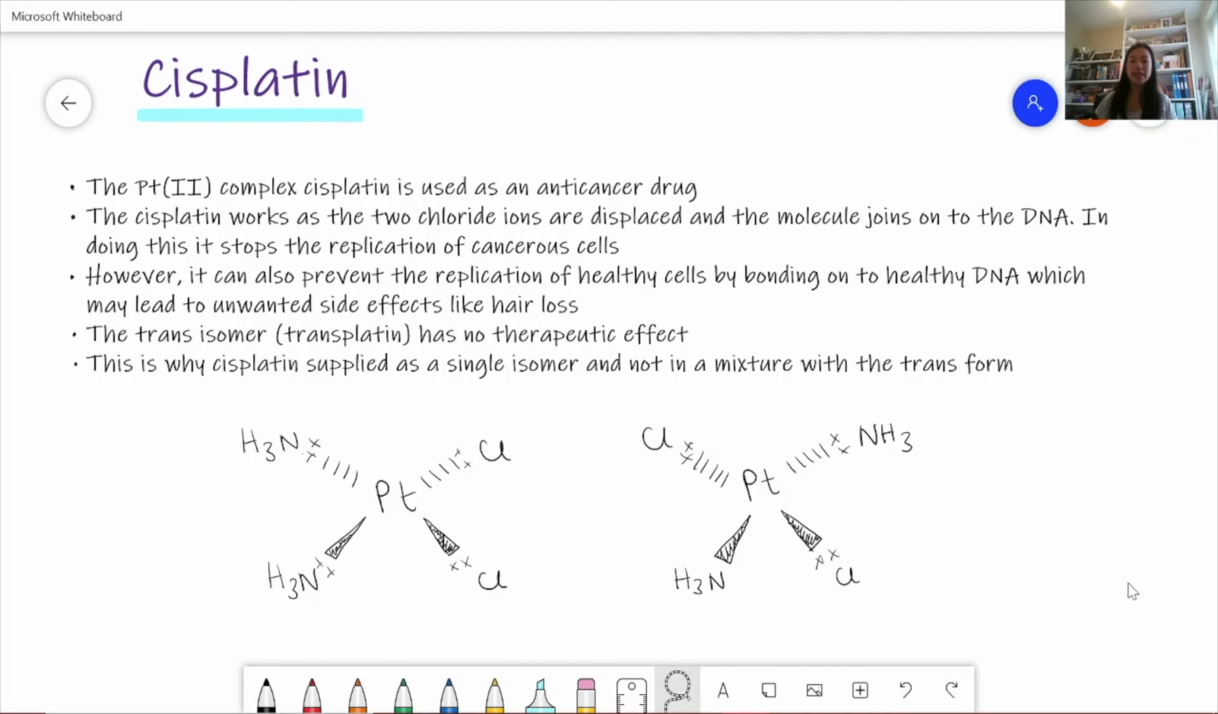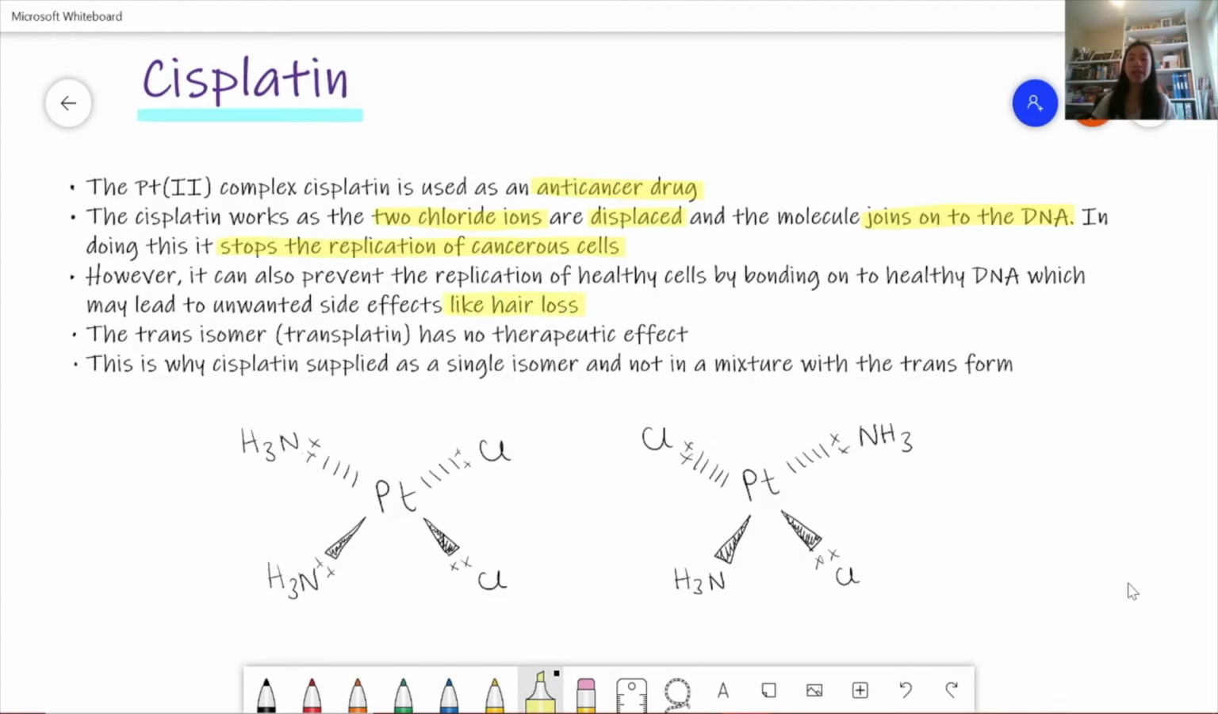Now we're going to talk about cisplatin. So cisplatin has a square planar structure, and this platinum 2 complex is used as an anti-cancer drug. The cisplatin works as 2 chloride ions are displaced and the molecule joins onto the DNA. And in doing this, it stops the replication of cancerous cells. However, it can also prevent the replication of healthy cells because it can't tell between cancer cells and healthy cells. And so by bonding onto these healthy cells and onto healthy DNA, it may lead to unwanted side effects like hair loss.